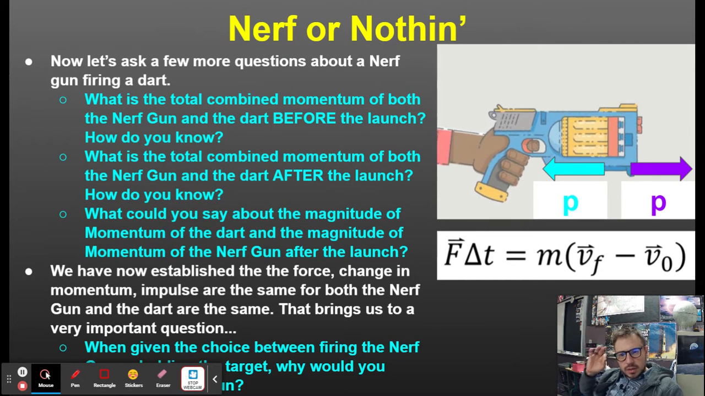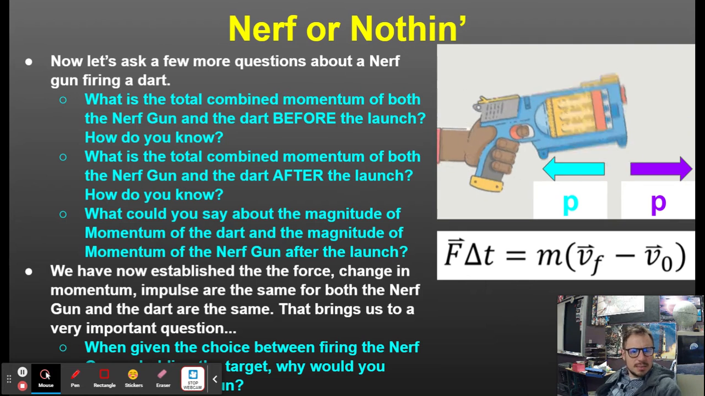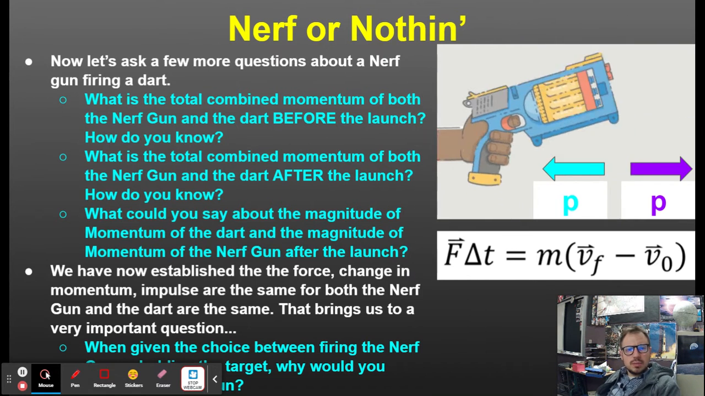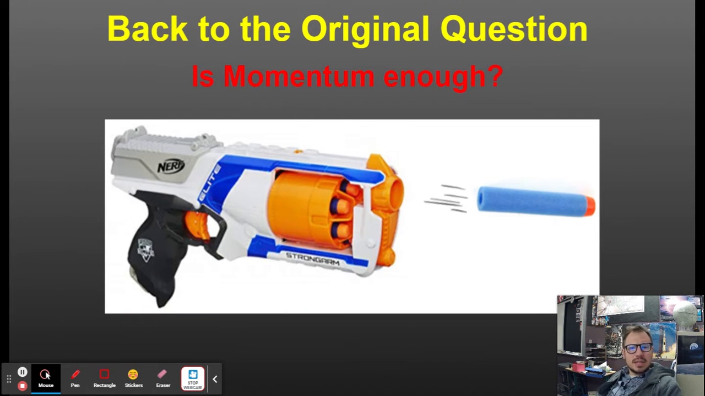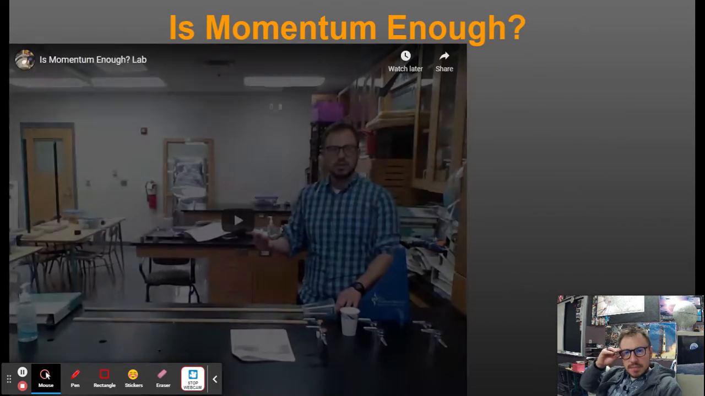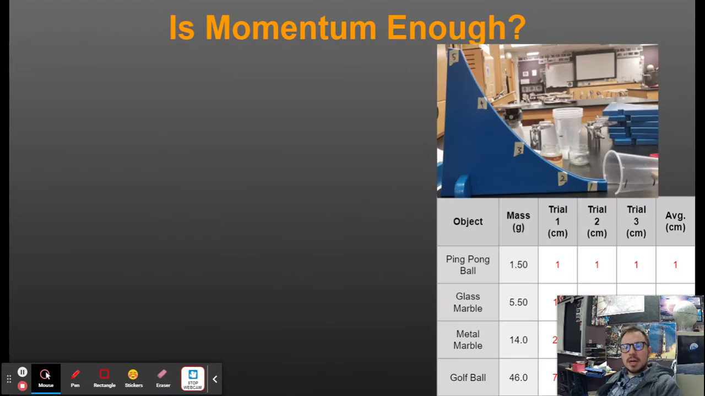But here's the question, though. When given the choice between firing that Nerf gun and being hit with the dart, why would you choose to fire it? Why does it seem like the dart is going to hurt you more? So that brings us to this original question: is momentum enough? Is there something more than momentum that can describe what's happening there? So we did the lab, is momentum enough?